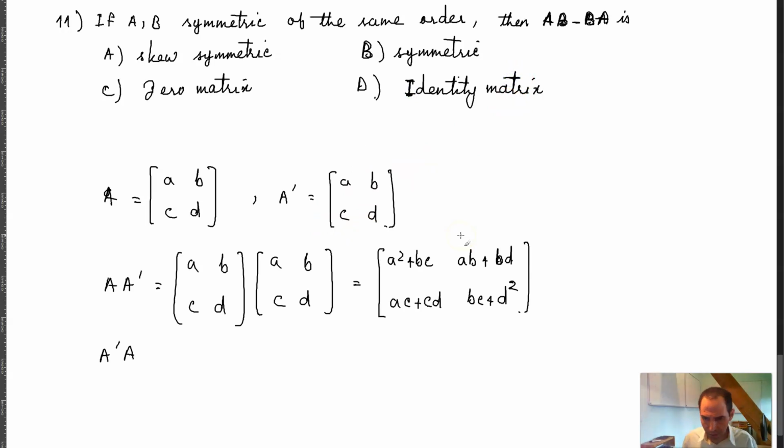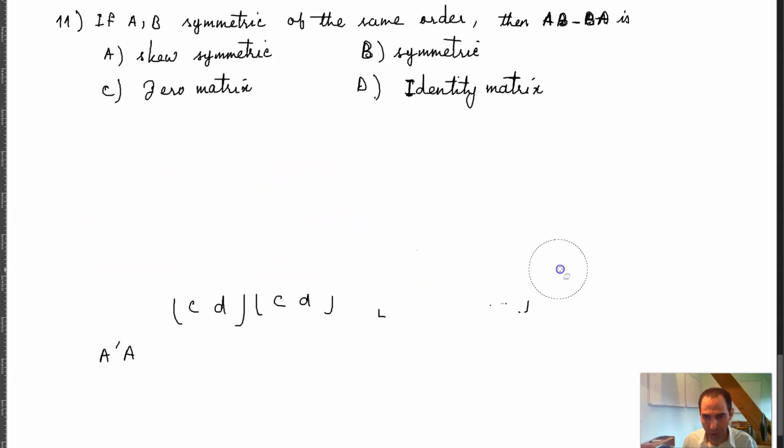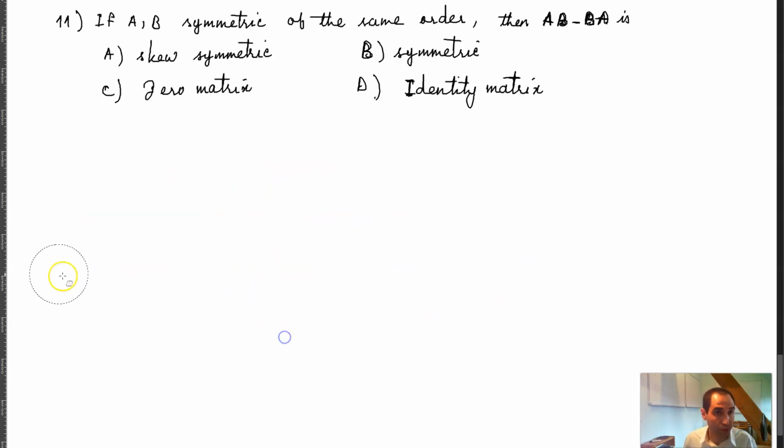Now, okay, so I did try to solve this problem, but I actually didn't get the solution. And then I took a look at the solution, and it's actually been solved in an interesting way. So basically the question is, if A and B are symmetric matrices of the same order, then AB minus BA is, what sort of matrix is that?